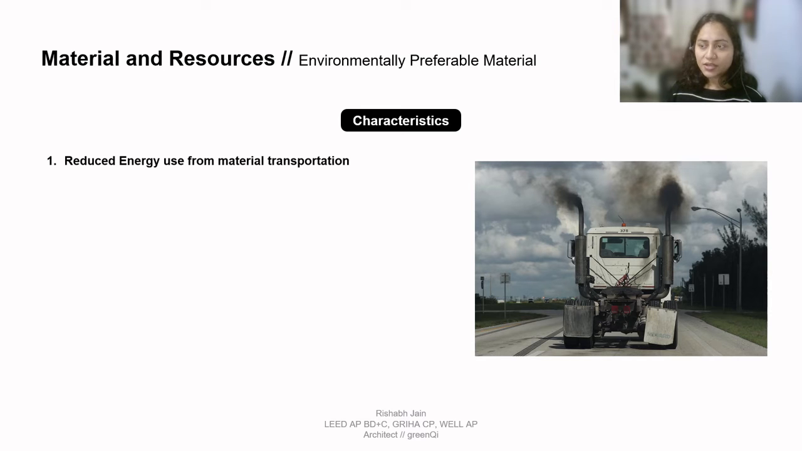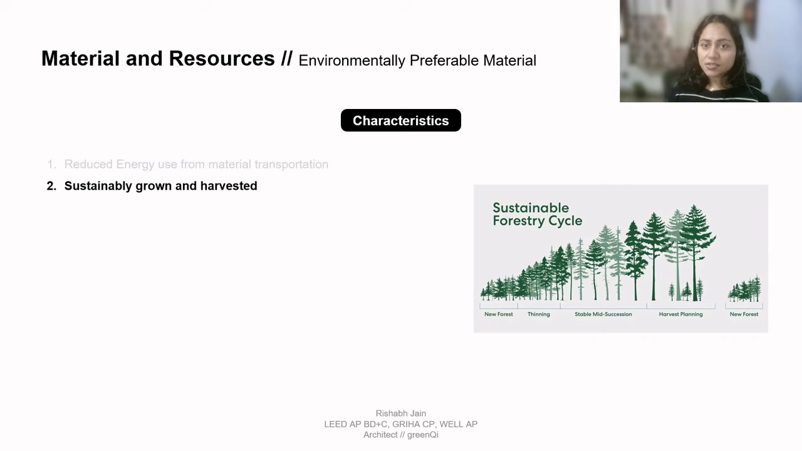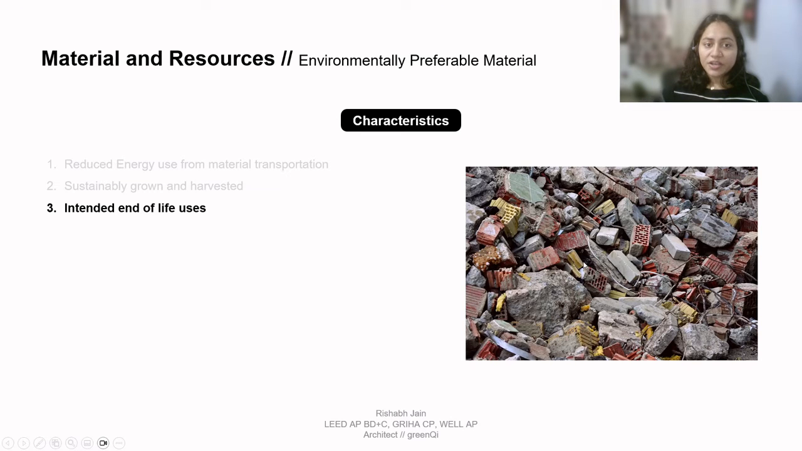So the first would be that it has a reduced energy use from transportation. If a product is local, then the transportation emissions will be less because it will have to travel less to reach the site. The second is sustainably grown and harvested. This talks about sustainable forests, which are grown in a way that does not harm the soil health a lot. And the next would be intended end of life uses, as we just discussed. So there is a plan for the end of life of that material.